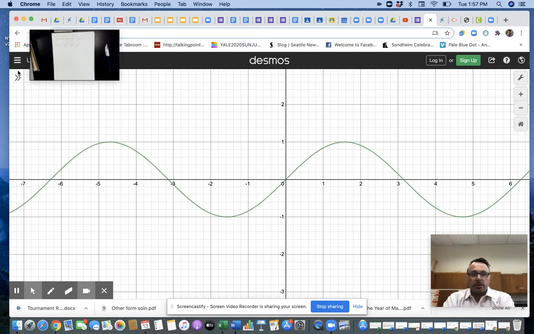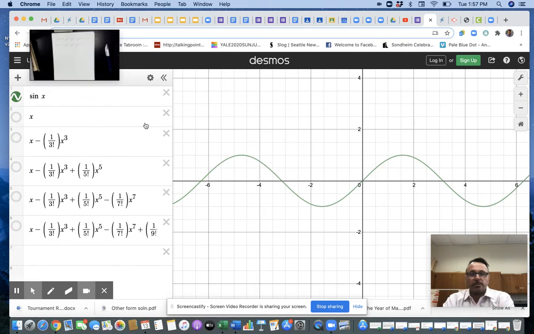Anyway, so let's go over here to the input screen for Desmos, where I put in sine of x. And so what you'll notice here are the various terms of the Maclaurin series expansion of sine of x. I have just the first term, just the first two terms, just the first three, just the first four, just the first five. So what I want to show you here is what I'm talking about when I say that the Maclaurin series expansion can be used as an approximation.